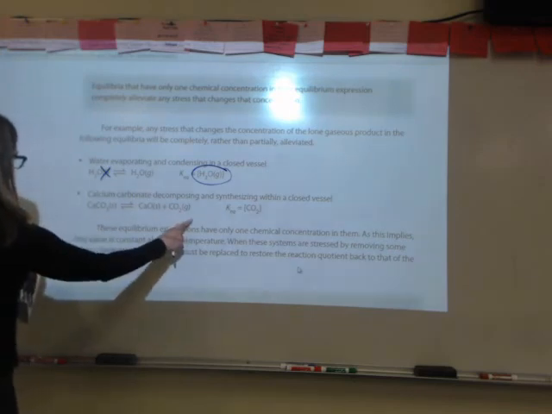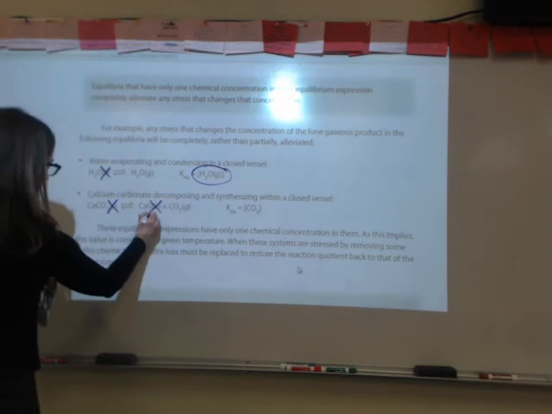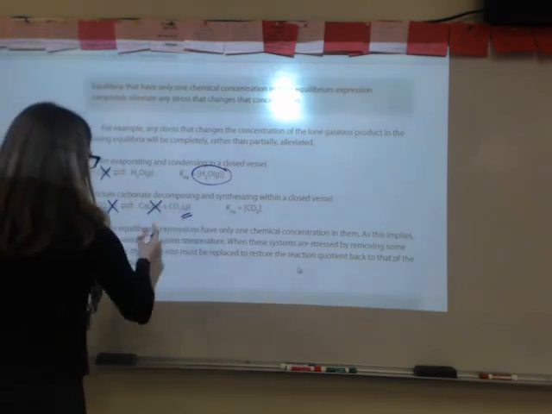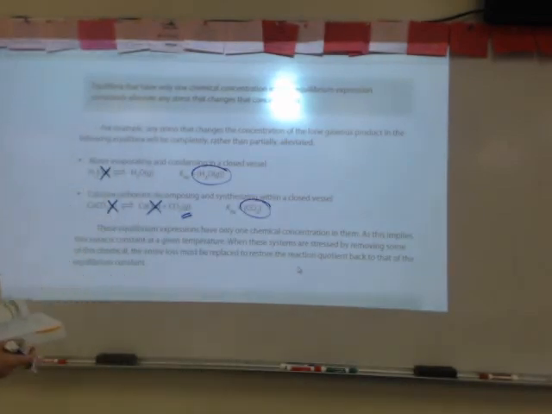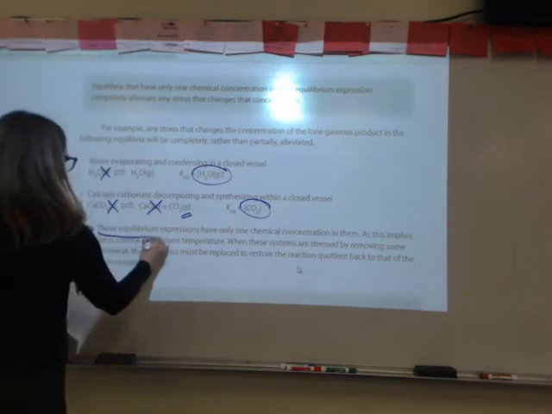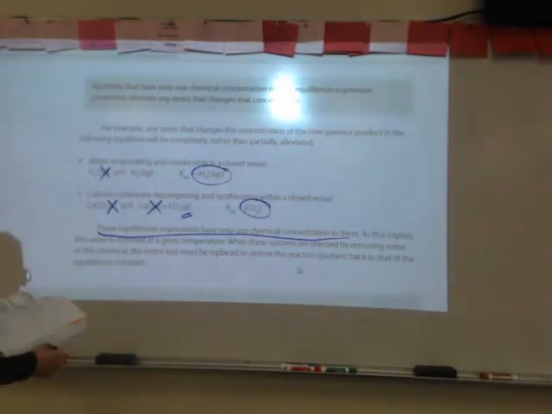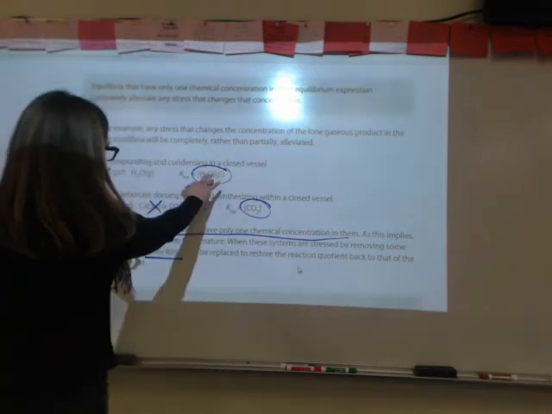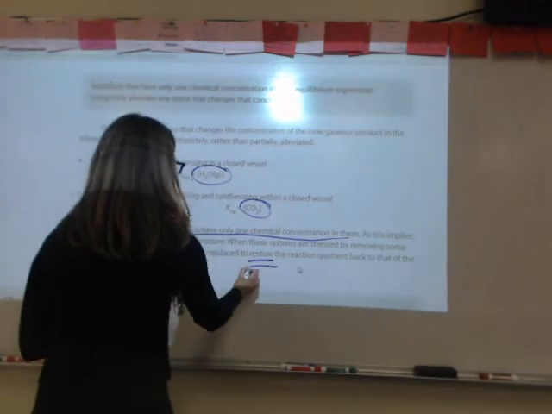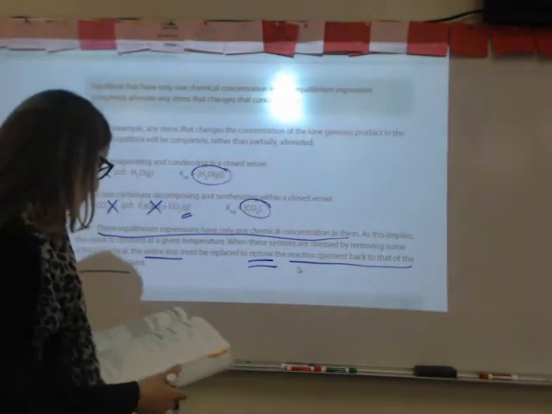Same goes for this example. Calcium carbonate is a solid. It's going to decompose into calcium oxide solid. I only have carbon dioxide gas. So for my equilibrium expression, I'm only concerned with the concentration of carbon dioxide. So these equilibrium expressions have one chemical concentration in them. And if I end up with an entire loss of that substance in the equilibrium expression, you have to restore the reaction quotient back to what it was at the equilibrium constant.